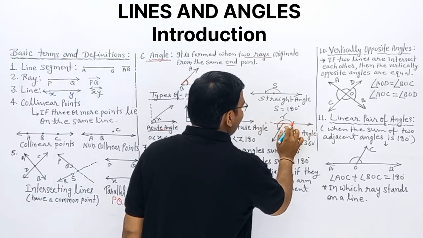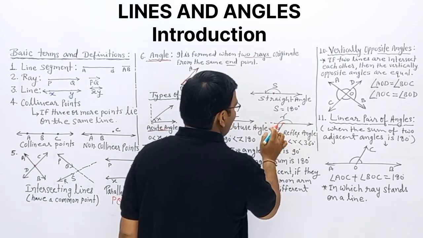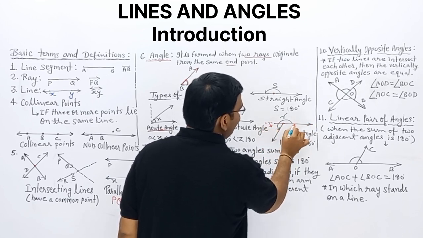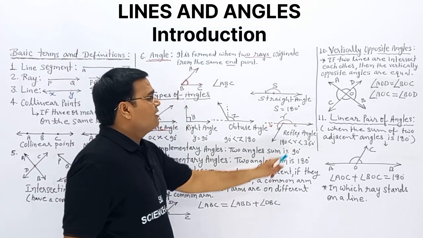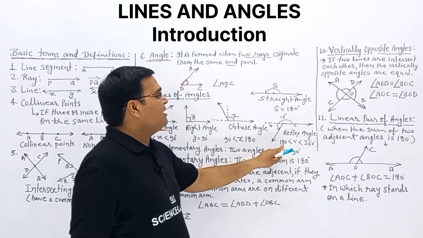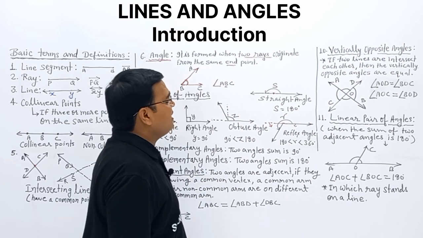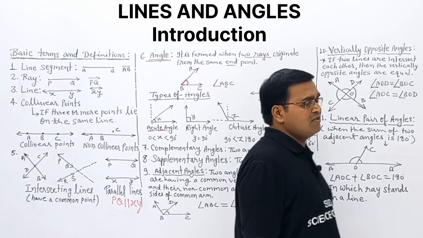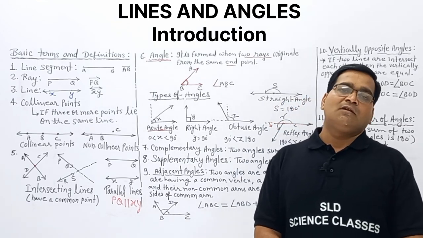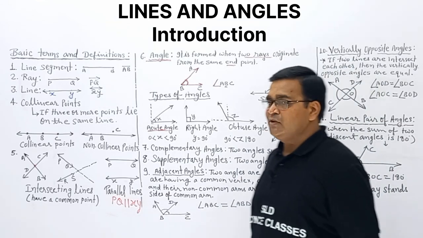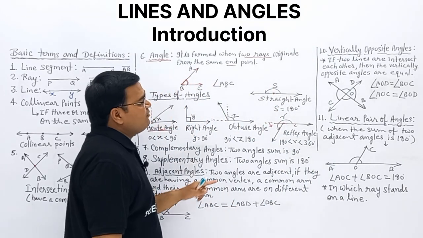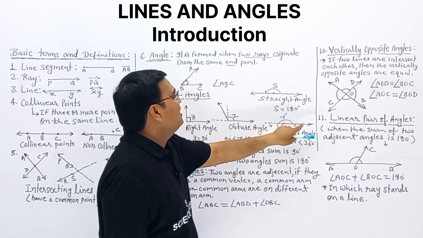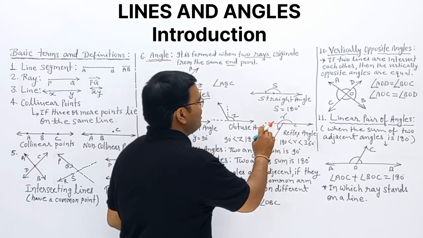Now next one is the reflex angle. This is the straight angle, 180 degree. Above this one and below this one, above 180 and below this one, what angle do we get? This angle is greater than 180 and less than 360. What angle is it? Reflex angle. A reflex angle is greater than 180 and below 360. This is 360.